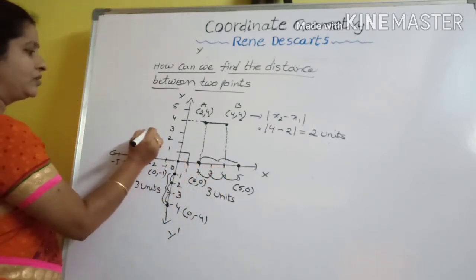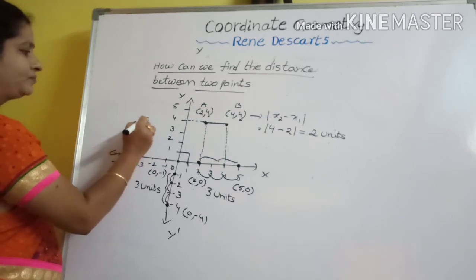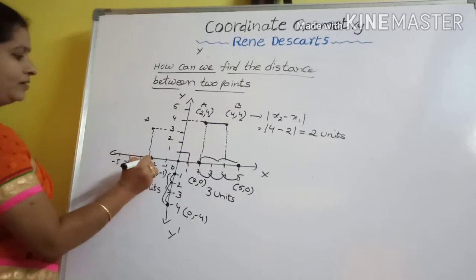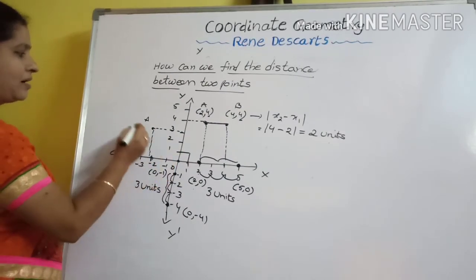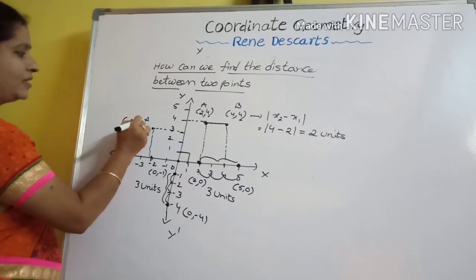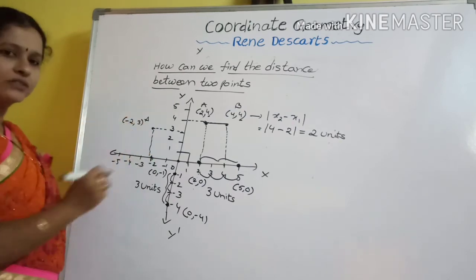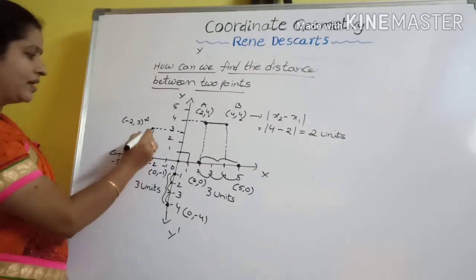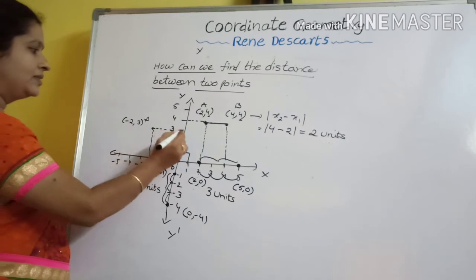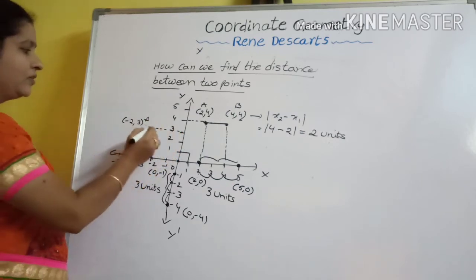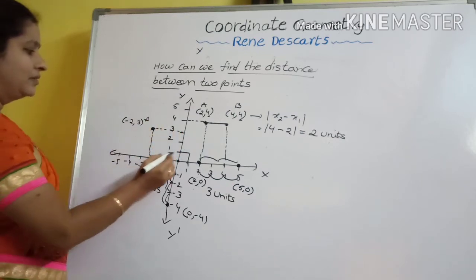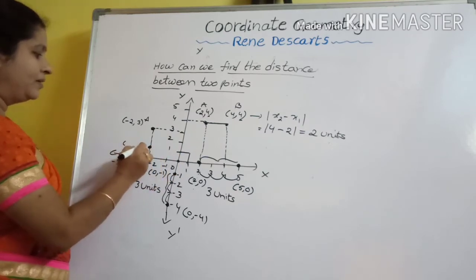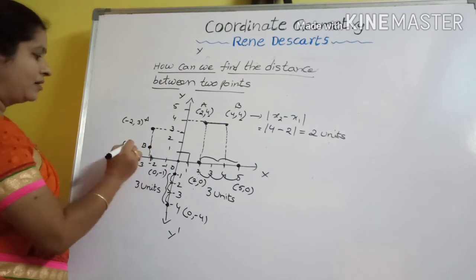Suppose here we are taking these 2 points. A is the point minus 2 comma 3. Always we are taking the first value as x coordinate value and the second value as y coordinate value. So first value x coordinate value minus 2, second value y coordinate value 3. So here we are taking the first point. The second point is minus 2 comma 1.